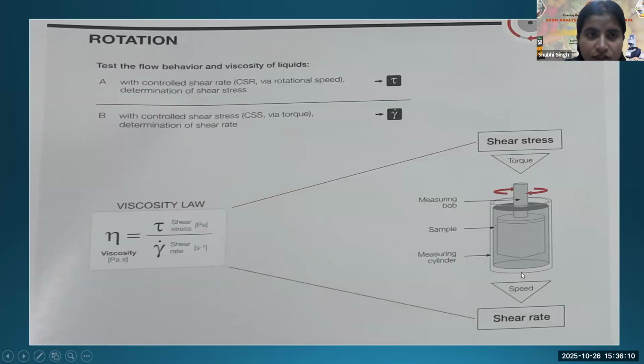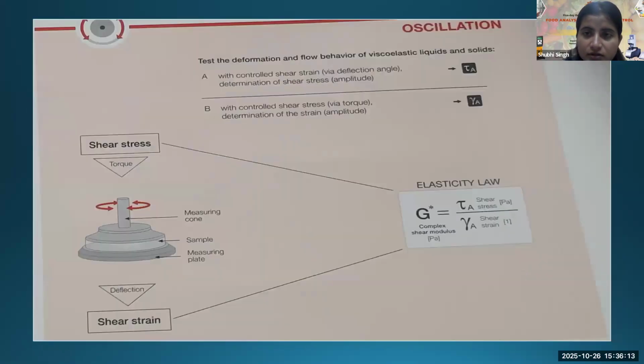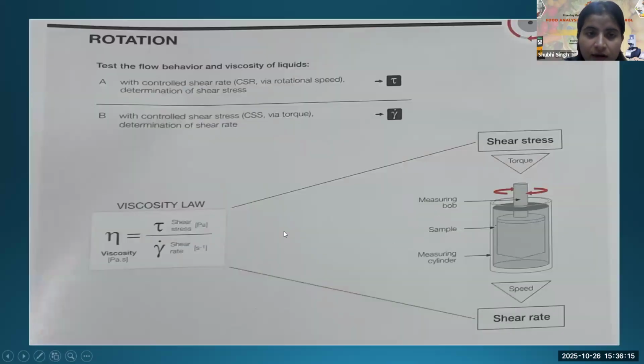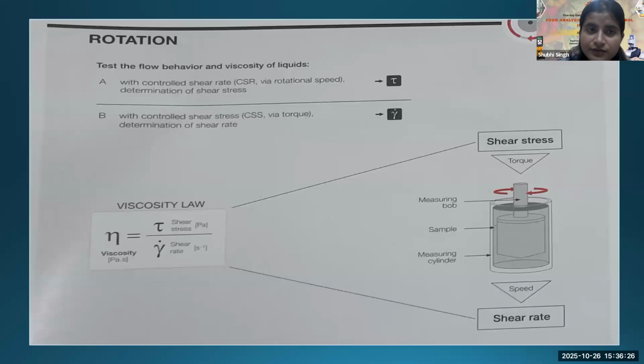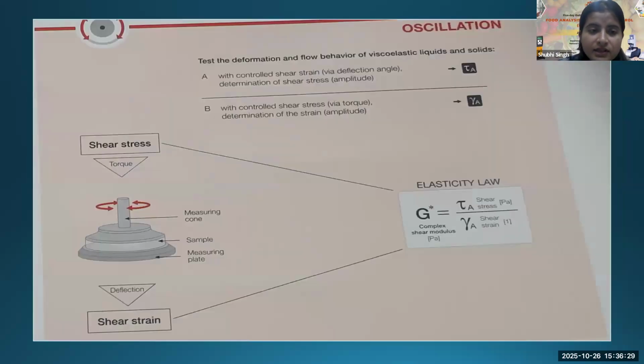This was the rotation, and here it is the oscillation. As we have discussed, the most common rheological test types are rotation and oscillation. So the first one was rotation and the second one is oscillation. Here you have to calculate with the help of the elasticity law, where G is the complex shear modulus. Again, the unit is Pascal, and G is shear stress upon shear strain.